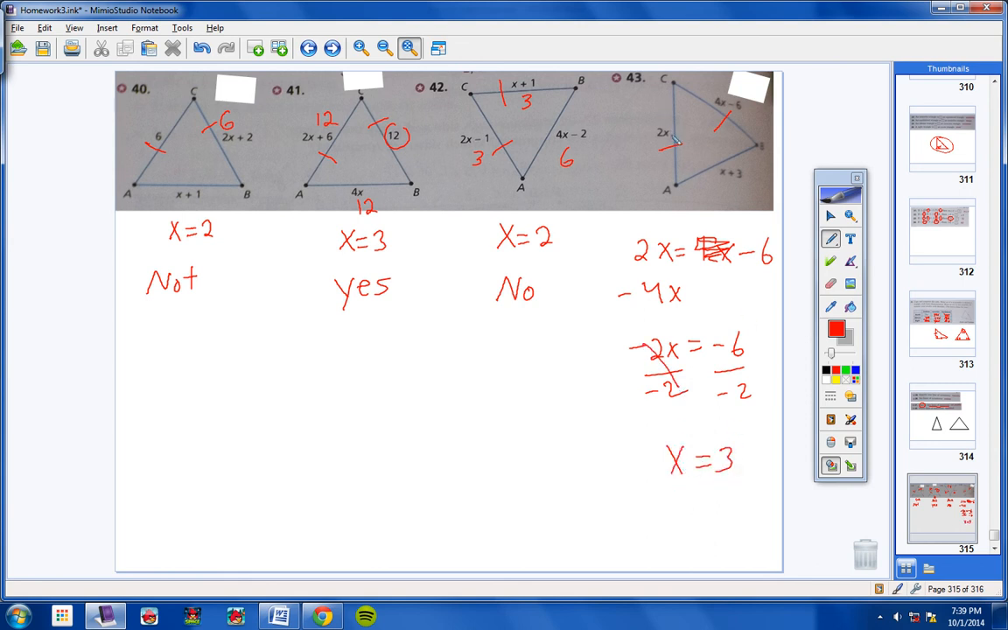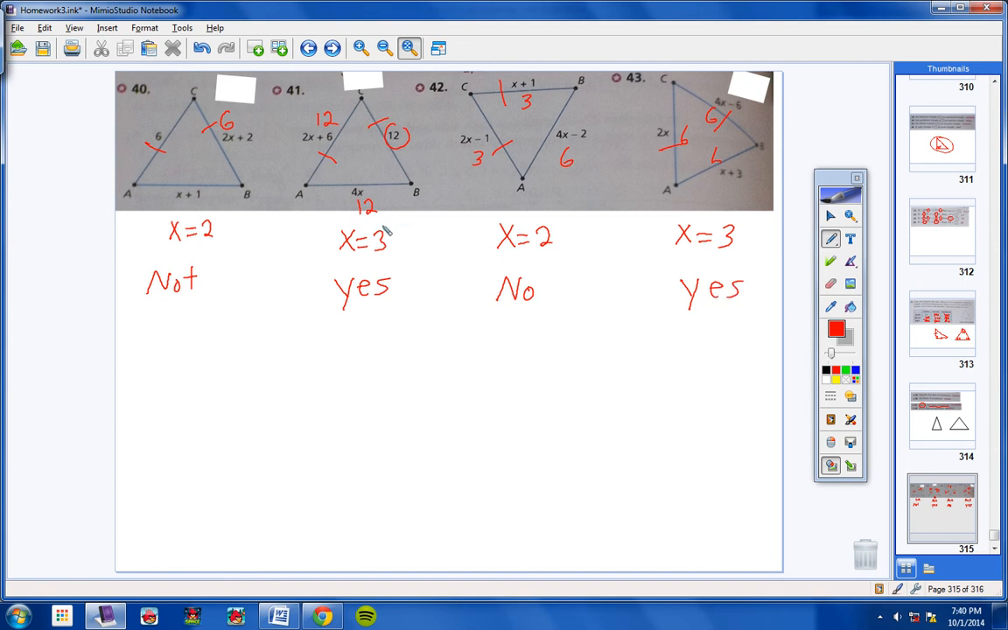Okay. Well, let's put a 3 here. 2 times 3 is 6. We'll put a 3 here. 3 plus 3 is 6. We'll put a 3 here. 4 times 3 is 12, and 12 minus 6 is 6. So notice that all 3 sides do equal 6. So yes, we do have an equilateral triangle. Okay, so the answer to number 43 would be x equals 3. And yes, we have an equilateral triangle.